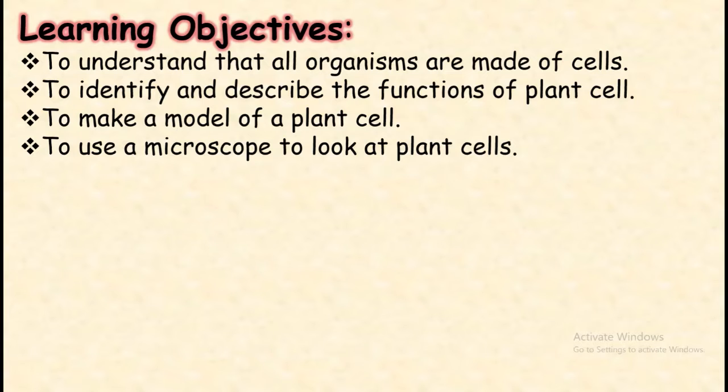So, the learning objectives. The learning objectives are to understand that all organisms are made up of cells, to identify and describe the functions of plant cells, to make a model of a plant cell, and to use a microscope to look at plant cells.